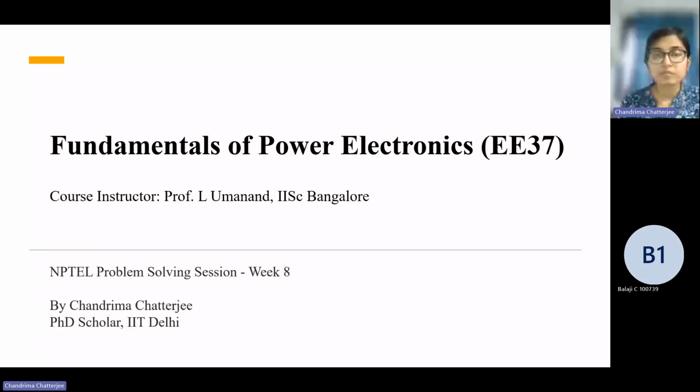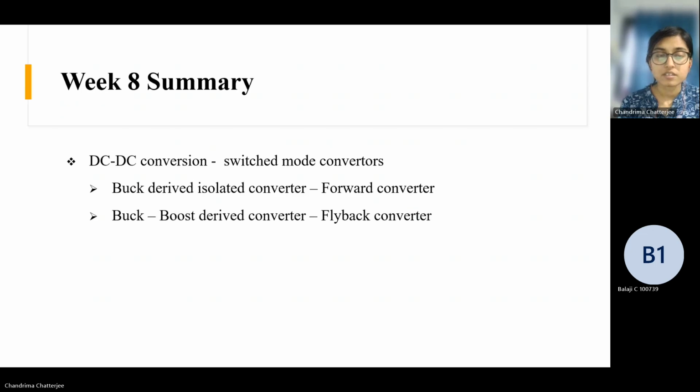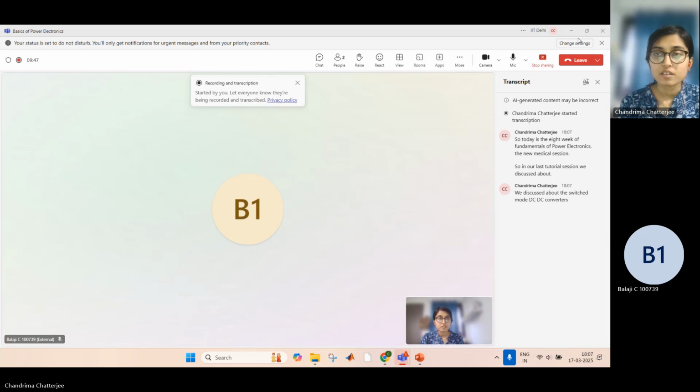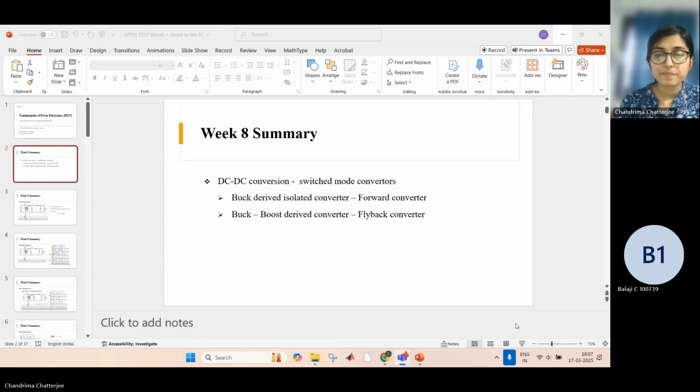So today is the eighth week of Fundamentals of Power Electronics, the numerical session. In our last tutorial session, we discussed the switched mode DC-DC converters, and we talked about some basic converters like the buck converter, boost converter, and buck boost converter.